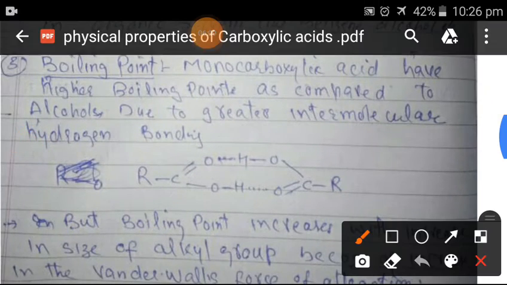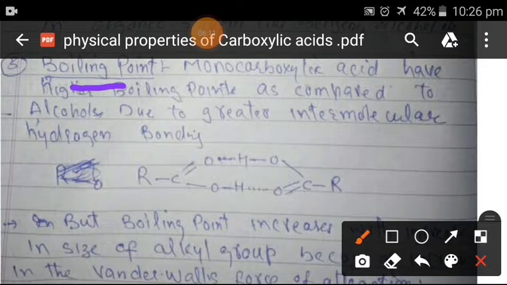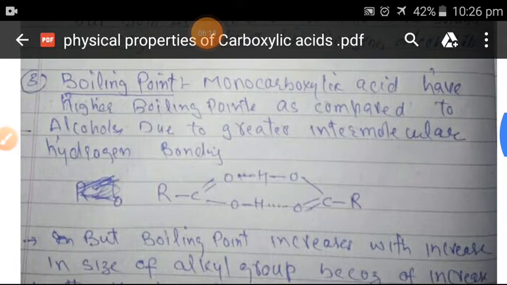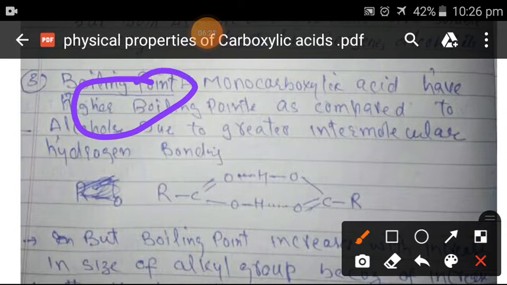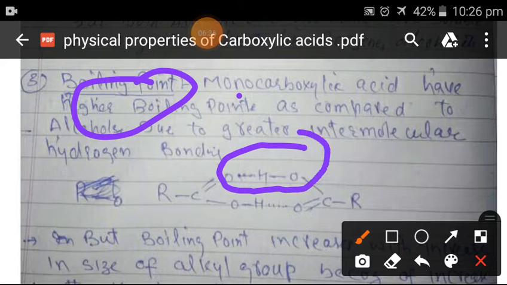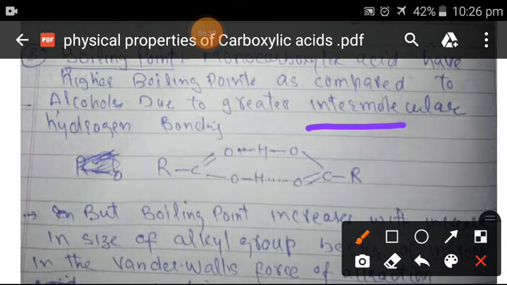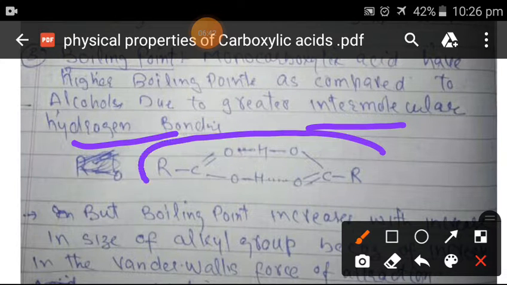Similarly, here is the third point, that is the boiling point. The lower members of the carboxylic acids, that is monocarboxylic acids, have higher boiling point due to the formation of hydrogen bond. So actually, there is a formation of intermolecular hydrogen bonding between the two carboxylic acid molecules.